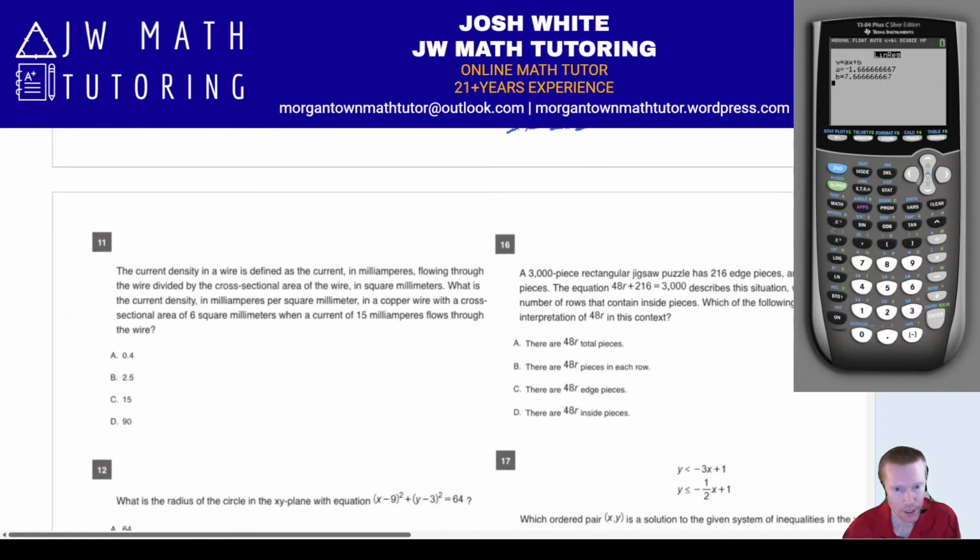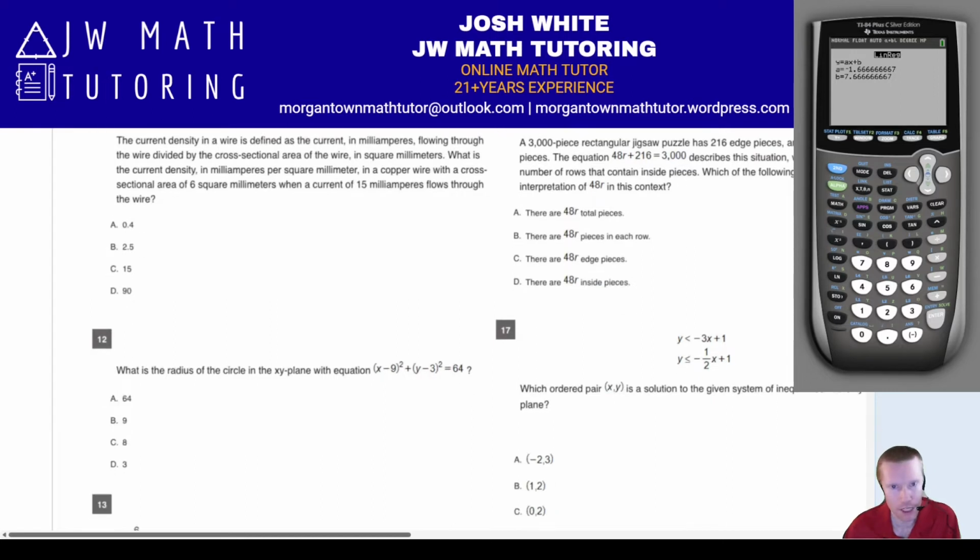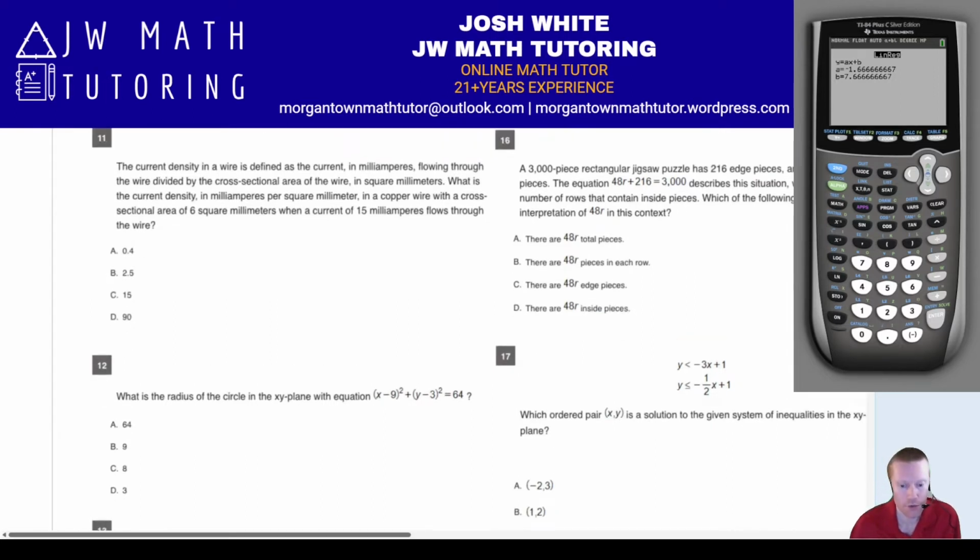All right, the next problem we have is problem number 11. And when you read this one, it looks fairly complicated. There's a lot of words here, talking about cross-sectional area and the different units, milliamperes per square millimeter, and so on. But all you need to know is that basically current density is current divided by area. That's what it tells you in the first sentence. Those are all the key words. You don't need any of the other stuff.